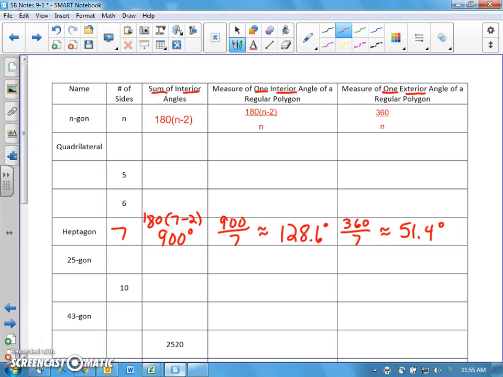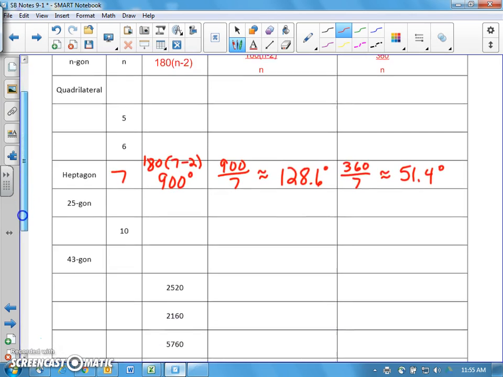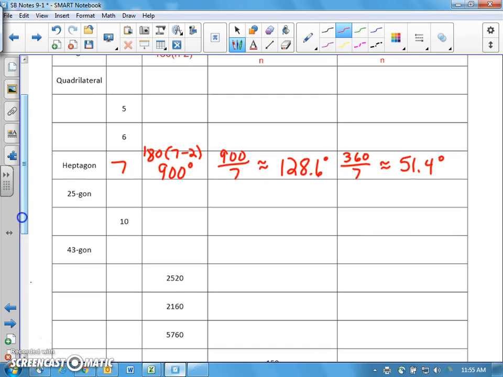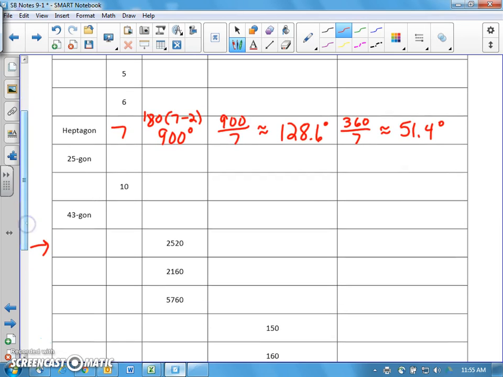Okay, so let's move on and look at something a little bit different. Let's come down to this line right here. In this line, it's a little bit different. They've given us not the number of sides this time. What they've given us is the total degree measure, the sum of the interior angles. So we're going to have to work back and find n before we can work forward.